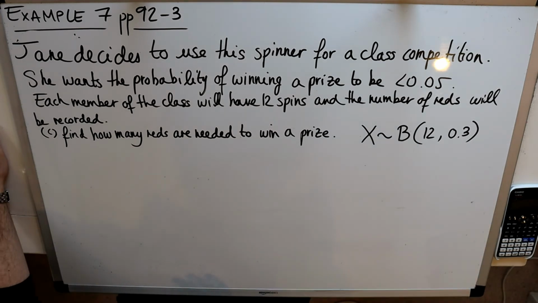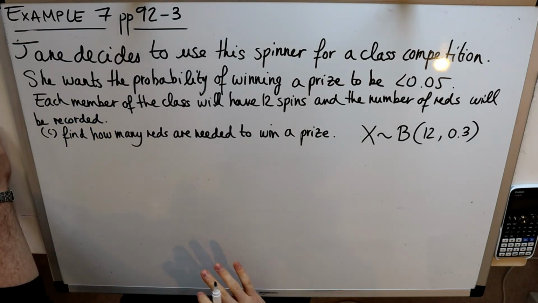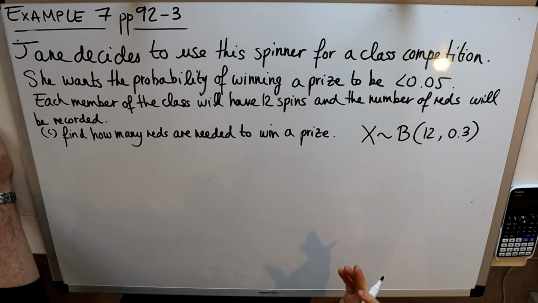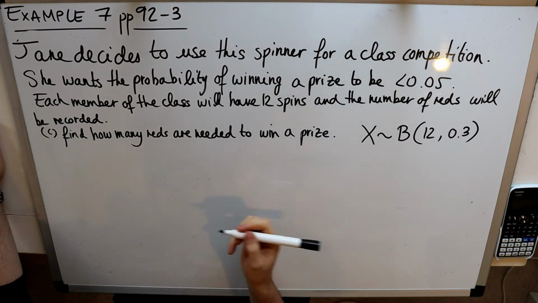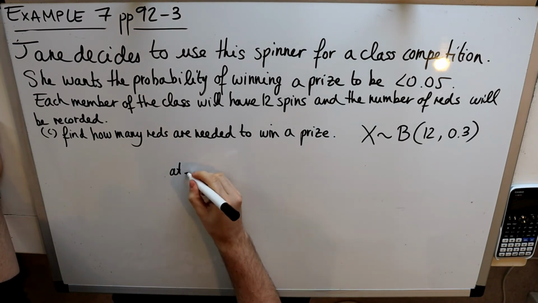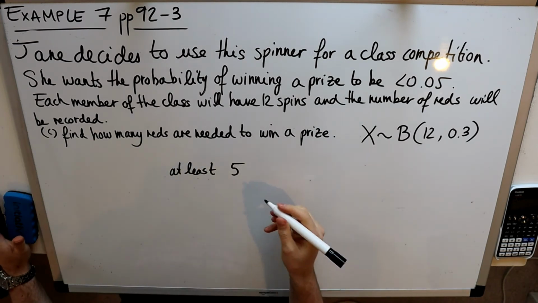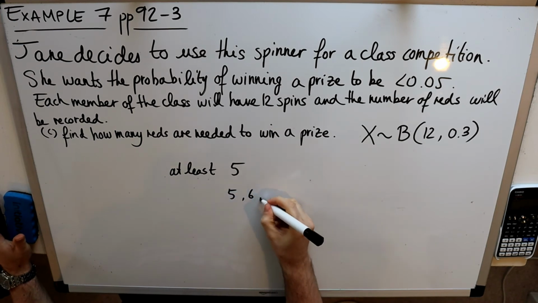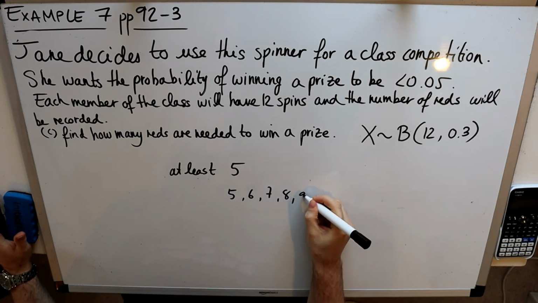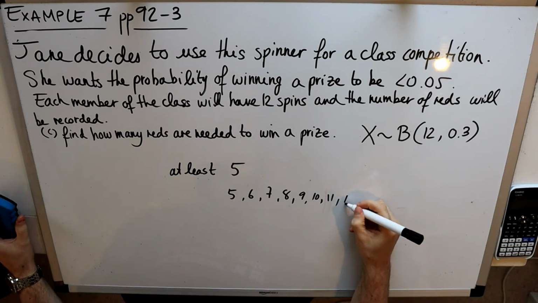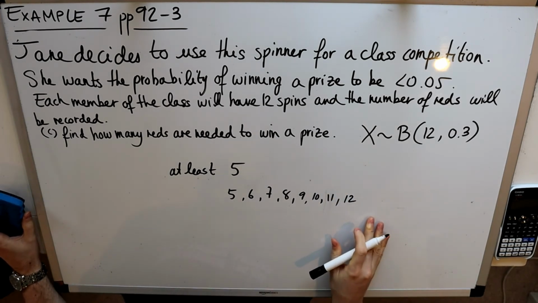But the different thing here is that essentially Jane is deciding on a new couple of rules, and she says that in order to win the game, you need to have over a certain number of red results. So for example, if she said that you needed to have at least 5, the numbers that would win would be 5 reds, 6 reds, 7 reds, 8 reds, 9 reds, 10 reds, 11 reds, 12 reds. Those would all be winning numbers.